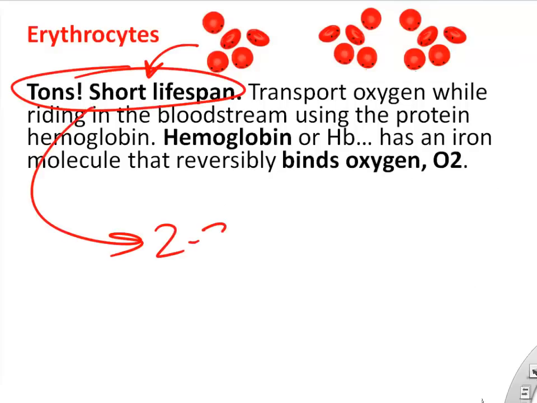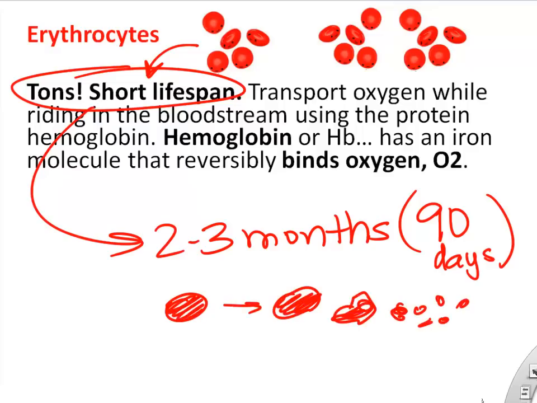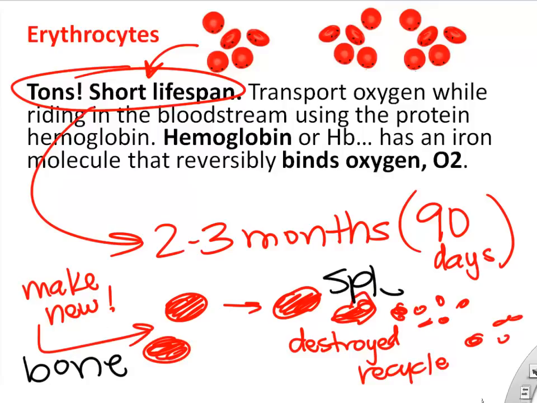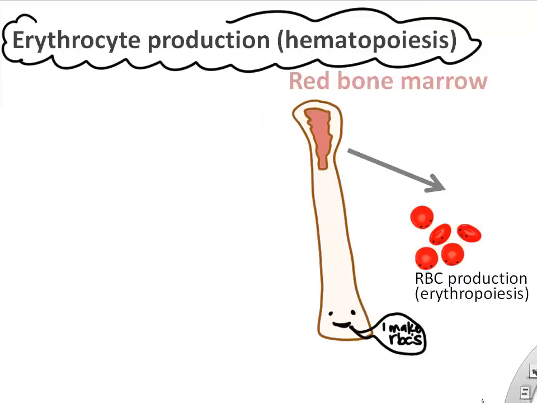Red blood cells have a pretty short lifespan, about 3 months or 90 days. Once they've been around a while and start to get damaged or misshapen, they're destroyed and recycled, usually by the spleen. So we make our new red blood cells in our bone marrow, and then we get rid of them in our spleen and maybe a little bit in our liver. So remember, we're making all these red blood cells in our bone marrow. We call that erythropoiesis or hematopoiesis.